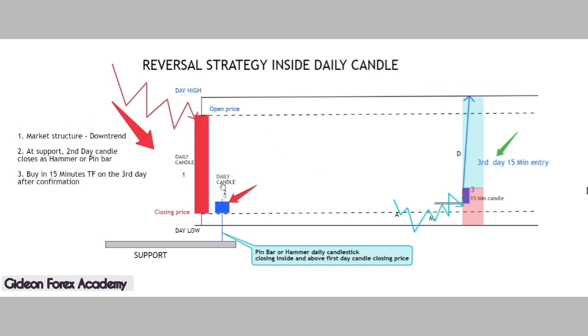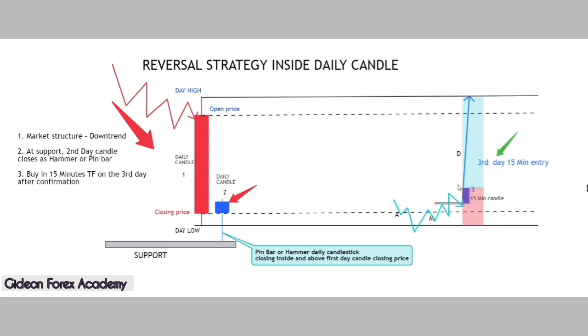All right, so first of all, market structure is bearish, and you are looking at support. The first day daily candle, it has to be a daily candle, will close after touching a support, reacting at the support. And the second day candle will close inside the closing price of the first daily candle. After it's closed, you wait for the next day. That will be the third day. Now will be your entry. All right, you focus on entry on the third day.